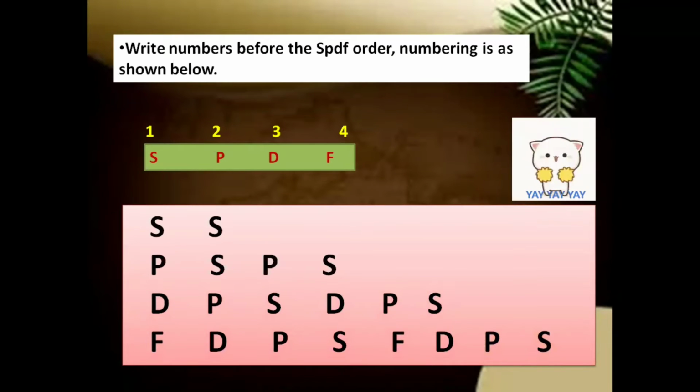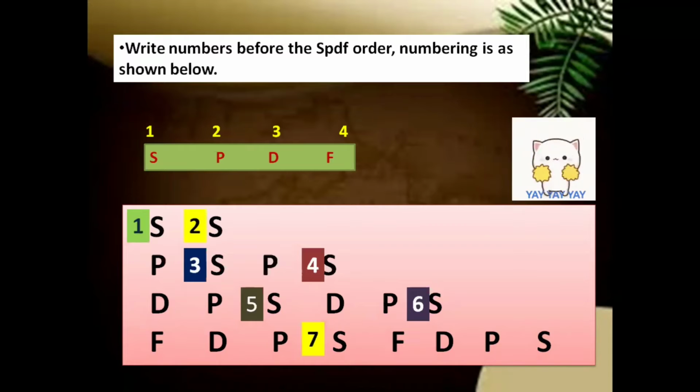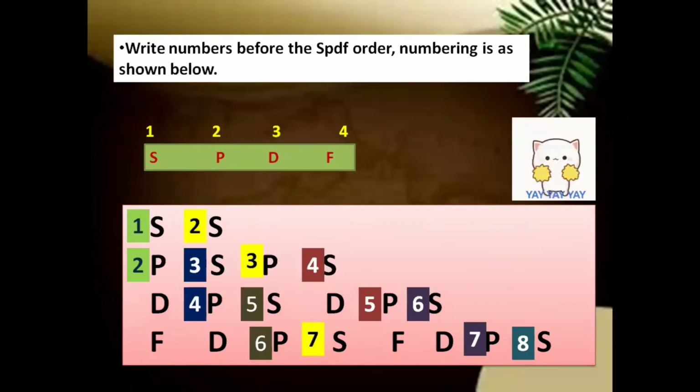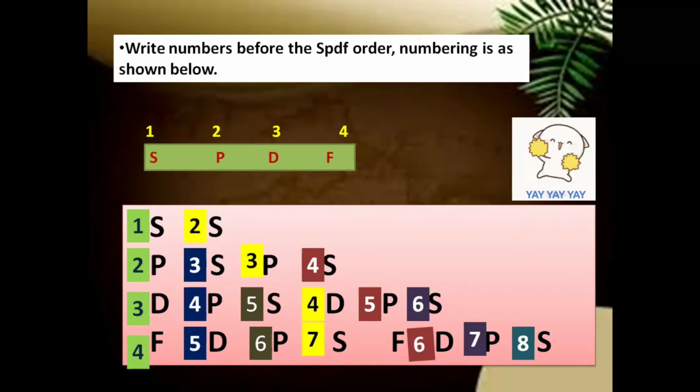Now how should we number? For s, we start from 1: 1s, 2s, 3s, 4s, 5s, 6s, 7s, 8s. That's all, 8s over. For p, we start from 2: 2p, 3p, 4p, 5p, 6p and 7p. For d, we start from 3: 3d, 4d, 5d, 6d. For f, we start from 4: 4f and 5f. This is very simple and easy.